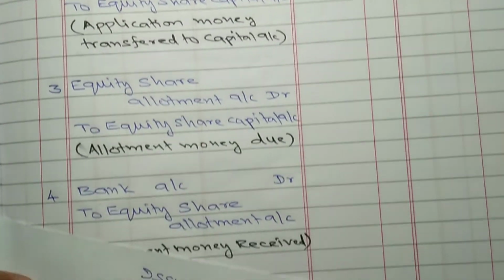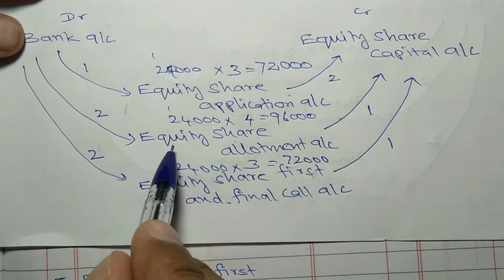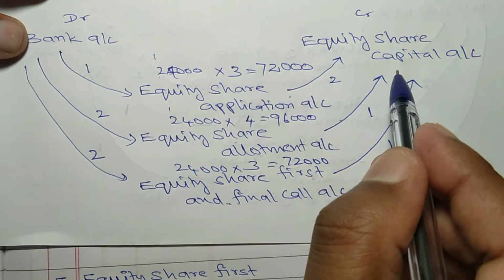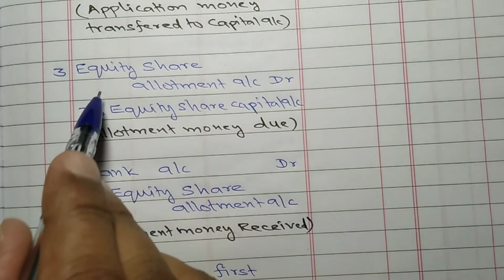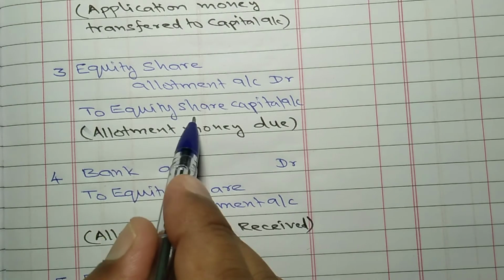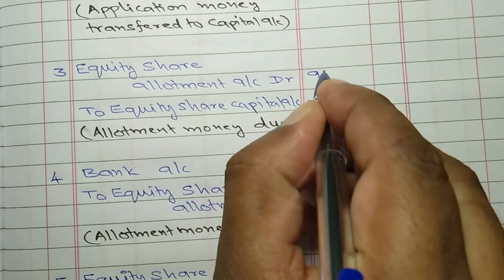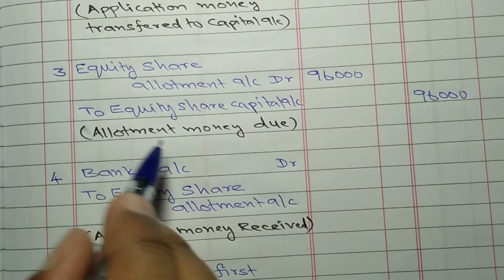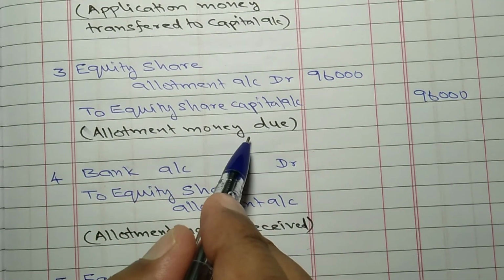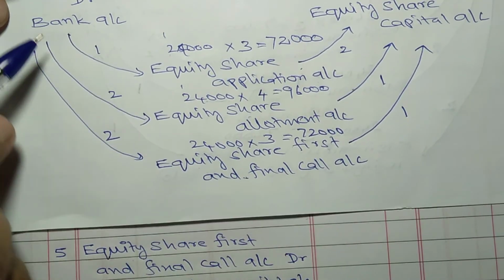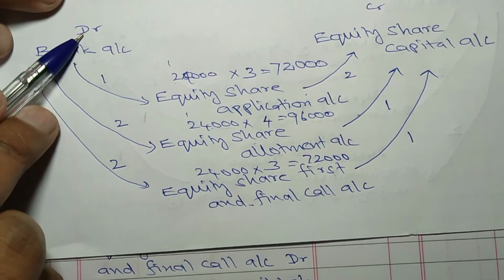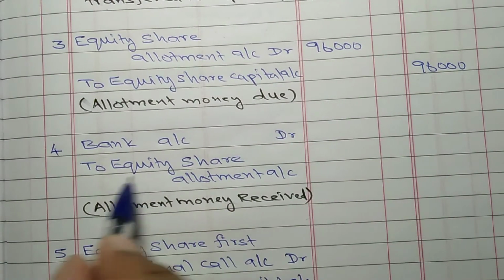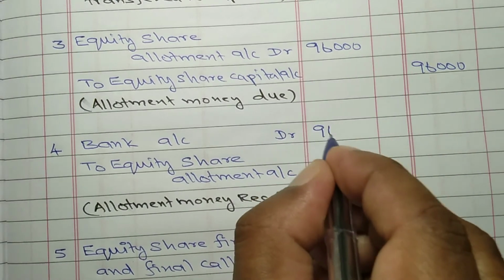Then next one is allotment. First we should write this one. Equity share allotment account debit to equity share capital account, that is 96,000. Debit 96,000, in right credit also 96,000. That is allotment money due. Capital comes, it is called due. Next received: bank account debit to equity share allotment account, same 96,000.